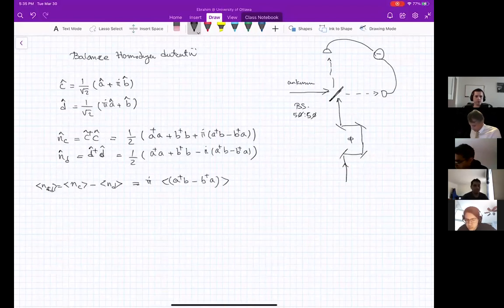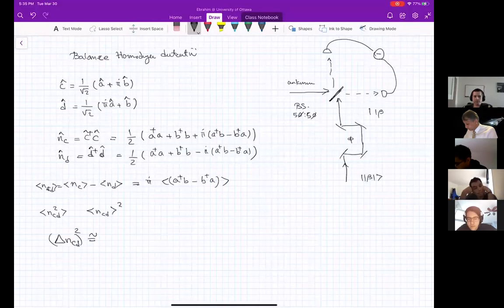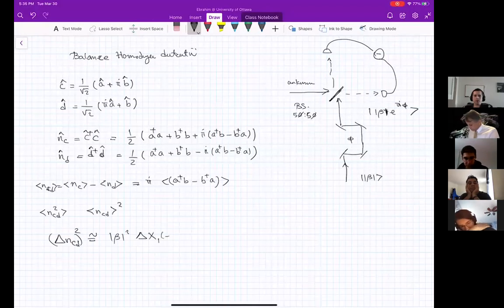All right. Then again, you can look at N_CD to the power of 2. Then you can look at the variance of N_CD. If you look at the variance for a laser, which is given by beta e to the power of i phi, then for this laser, approximately, that will be given by beta squared delta x1 of phi plus pi divided by 2, to the power of 2. For a powerful laser, that will be the result.